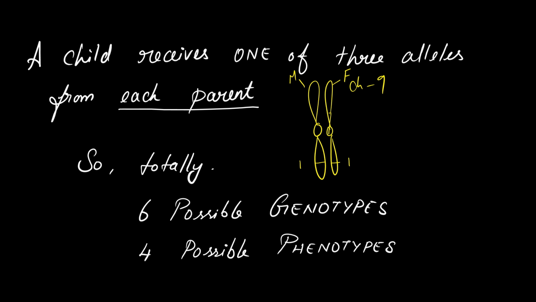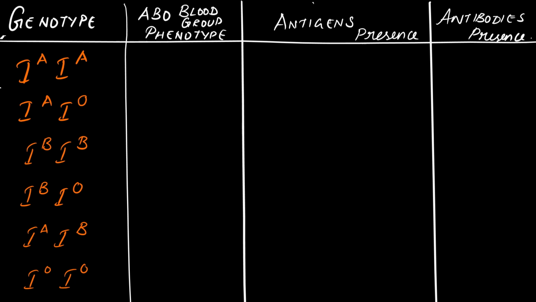Okay, so what they are coming to tell here is that a child receives one of these three alleles from each parent. So totally, how many genotypes and phenotypes are we going to have? We are going to have 6 possible genotypes and 4 possible phenotypes. Okay, so elaborately we will see it now. Now we are going to see about the genotypes and how they are going to be expressed.